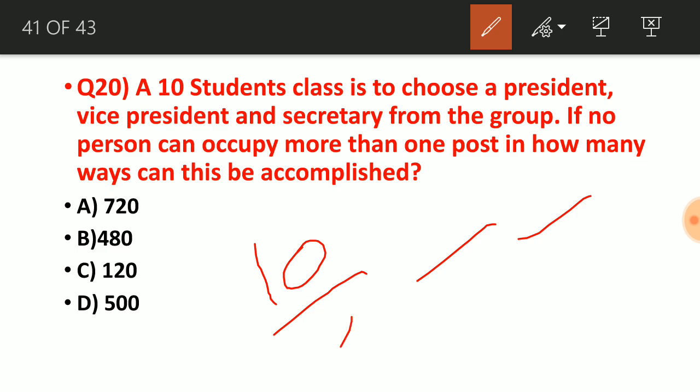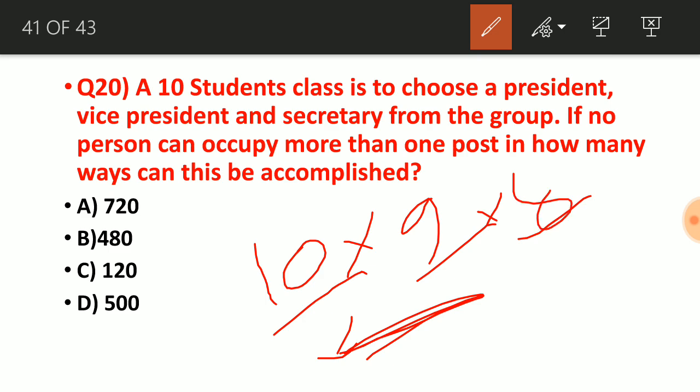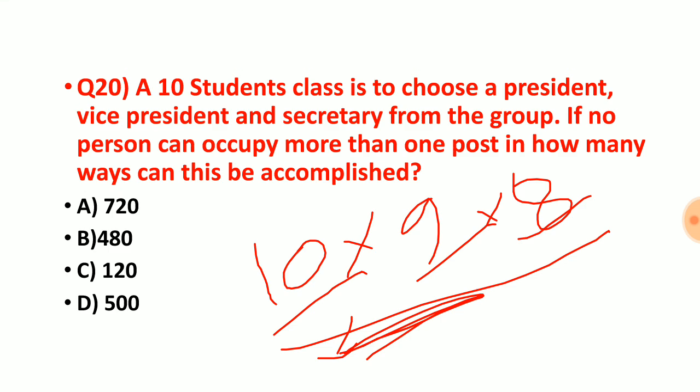Now we have already selected our president. Now out of 9 we have to select our vice president. Since the president and vice president are already chosen, 8 students remain who can be secretary. So if we multiply these, we will get our answer. Our answer for this question is 720.